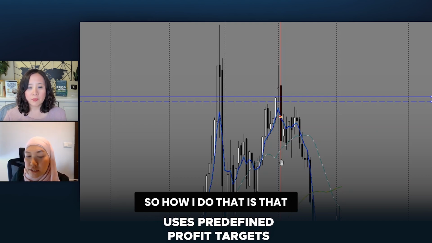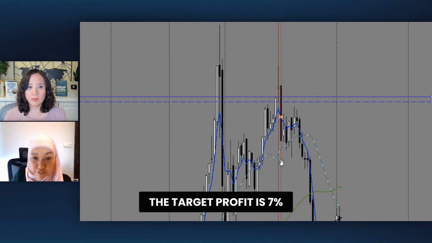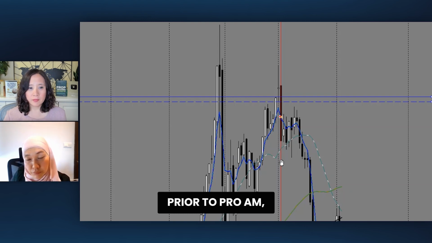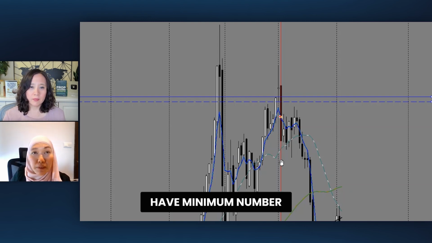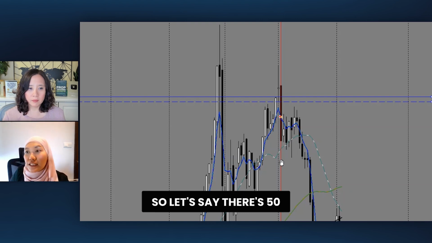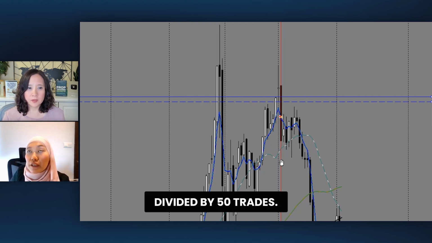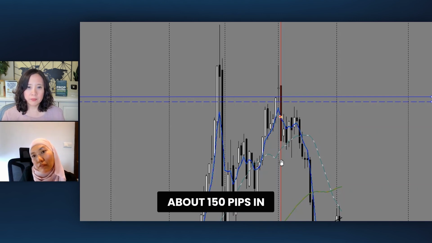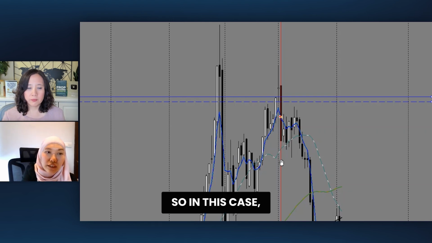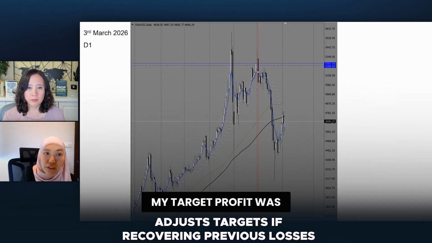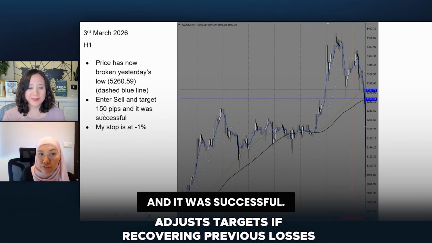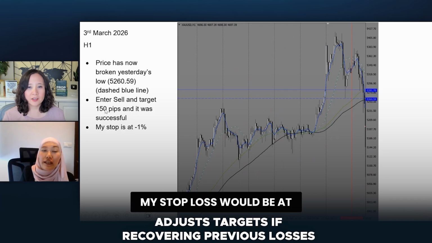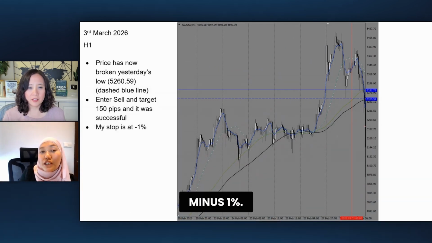So how do I do that is that the target profit is 7% for each stage. Prior to Pro-M, each stage you need to have minimum number of trades. So let's say there's 50 trades that you need to do. So what I'll do is 7% divided by 50 trades. Then I will know per trade how many percent I would need. And then from there, I will calculate. So that would give me about 150 pips in this case. So in this case, my target profit was 150 pips and it was successful. But should it have reversed, my stop loss would be at -1%.